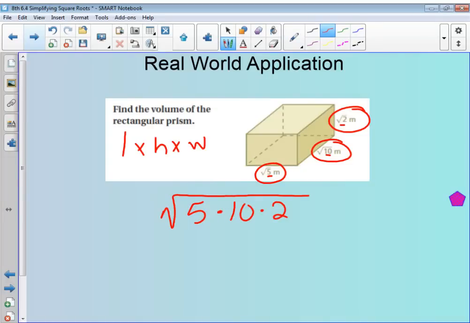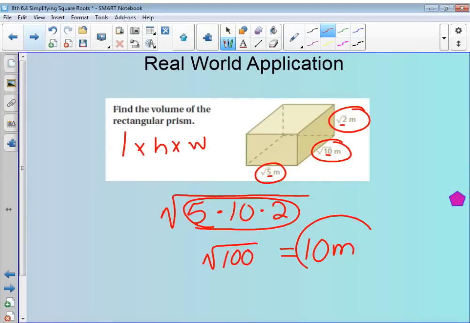So now, can I simplify this out any further? Yes, we can go ahead and just multiply this out. So 5 times 10 is 50 times 2 is 100. So I get the square root of 100. Can we break that down? Is that a perfect square? Yes. That equals 10. There's the volume of my rectangular prism: 10 meters.